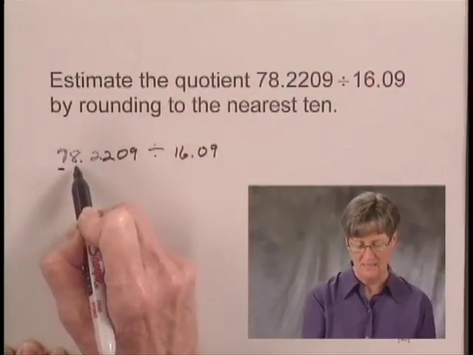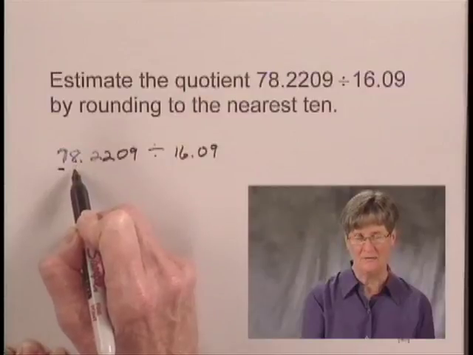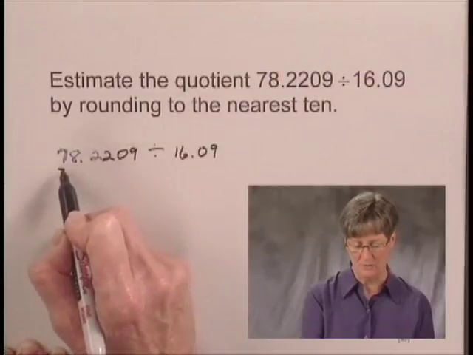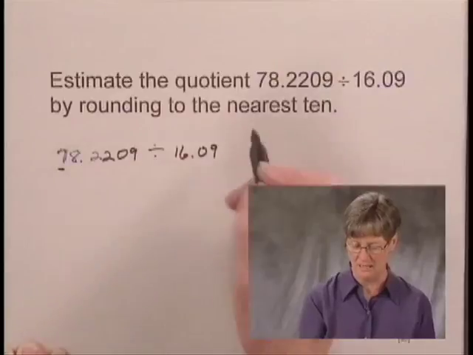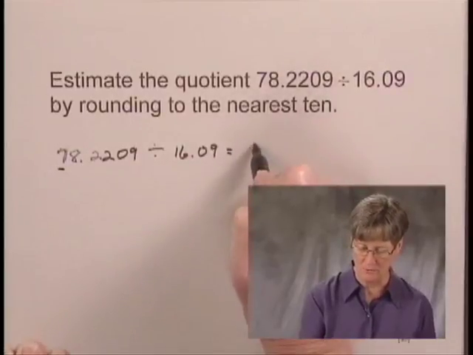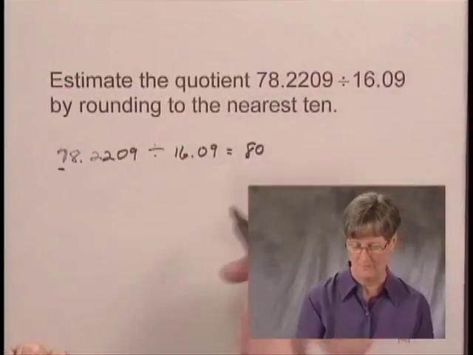tens place. The next number to the right, 8, is 5 or higher, so that tells me to round 7 tens up to 8 tens. So I'll round that number up to 80.